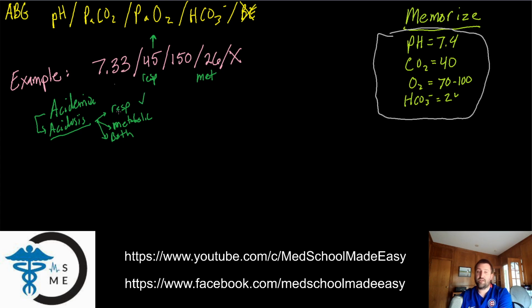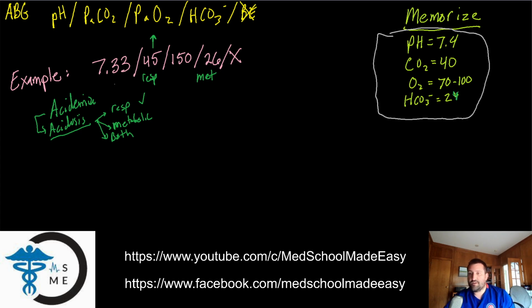So I'm going to put a check mark here, but I don't want to fully circle this answer yet. We look at oxygen. Oxygen has nothing to do with acid-base balance. It does have stuff to do with oxygenation, but not with the acid-base balance. Next, look at the metabolic component, and our bicarbonate is 26. With a bicarbonate of 26, we are definitely over 24.